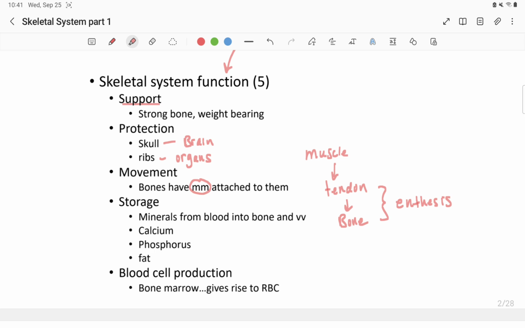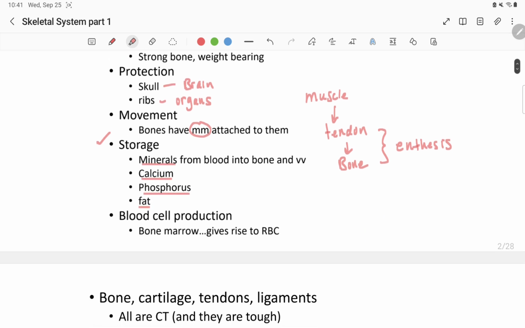The skeletal system is a good place for storage, such as minerals and calcium, phosphorus, and fat. Okay, the bone does offer blood cell production. So the bone marrow, which is inside of bone, gives rise to your red blood cells and white blood cells and platelets.